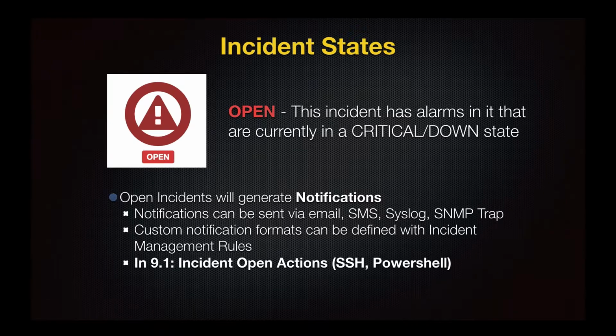So technically in 9.1, we call this incident open actions because it can actually include things like SSH connections or PowerShell connections to forcibly restart services or to even reboot systems. So you can actually say, when this service goes down, I know all you can really do is reboot the system. It'll come back up. We can automate that process now as an action that happens on incident open. So it'll go ahead and try to reboot that system. And if it works, the incident will recover. And if not, you'll get a notification saying, hey, here's the problem.